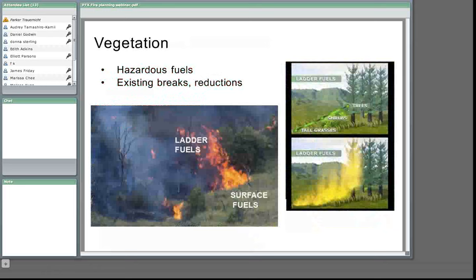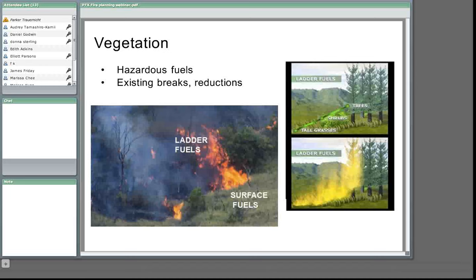We talked about vegetation a little bit in the sense of what drives fire occurrence. And the reason this is important is because you can indicate where these hazardous fuels are. So if you know that there are problematic areas, that's something that you can indicate in your plan. It's also really critical if you have existing fire breaks or areas where you've done fuel reductions. That can be really critical information for fire responders to know. It may provide them a place to actually defend areas or try to stop the spread of a fire.